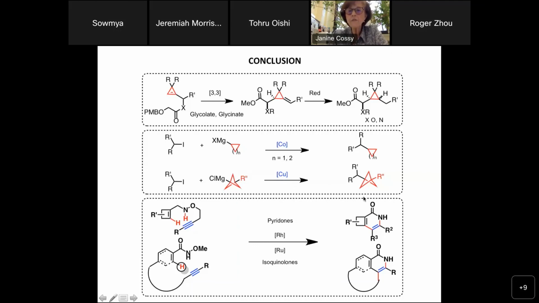If you want to introduce this bicyclopentane, you have to use a copper catalyst in order to do the coupling reaction. And you can have the formation of this kind of bicyclic heterocycle with a strained ring from this hydroxamate. And you can also have the formation of macrocyclic isoquinolone by doing a CH activation applied onto this hydroxamate by using rhodium and ruthenium.